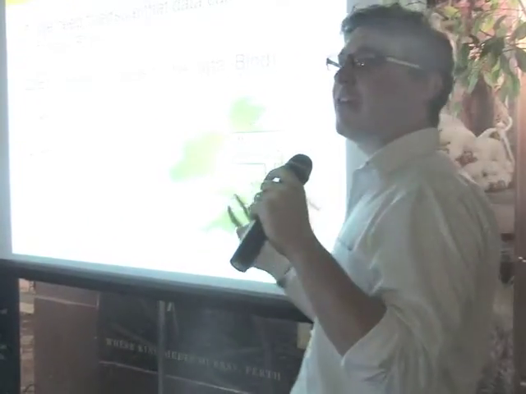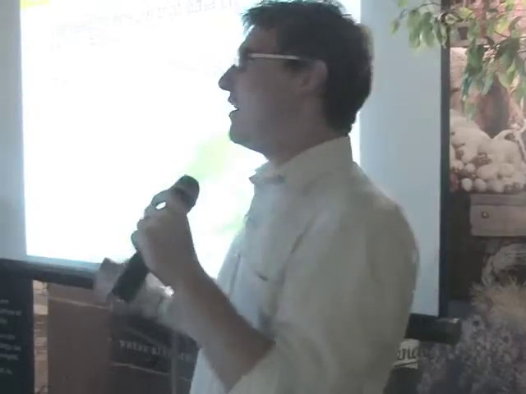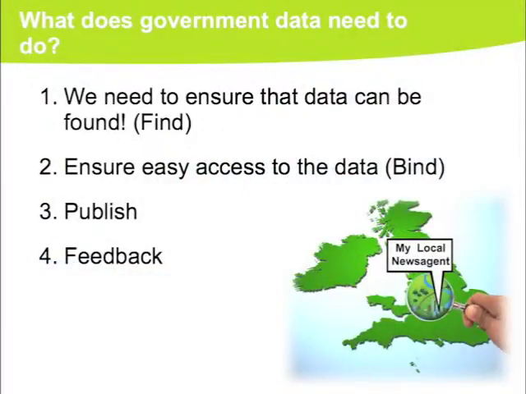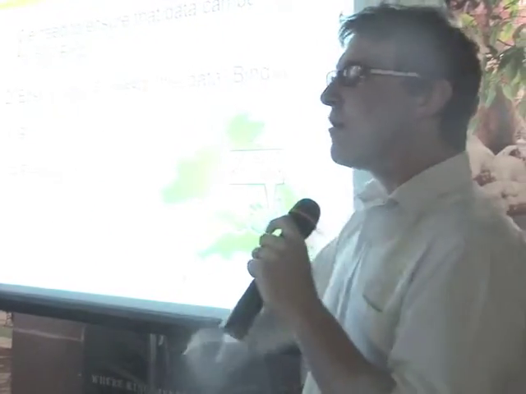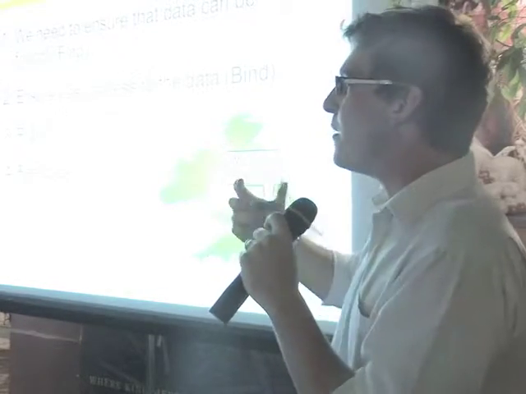So in terms of government, what we need to do is ensure that government data can be published, can be found, and can be bound together. But most importantly, when you're creating mashups, you need to include some sort of feedback mechanism. You want to publish data, but you also want to have the ability for people to comment on that data and provide information back to you.